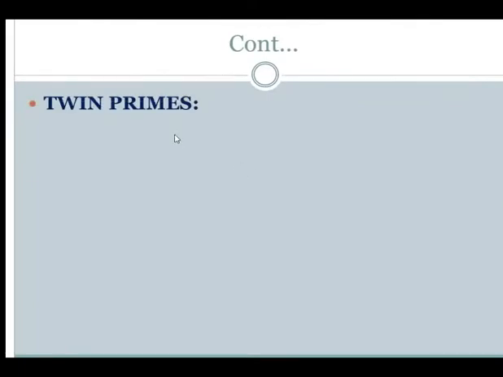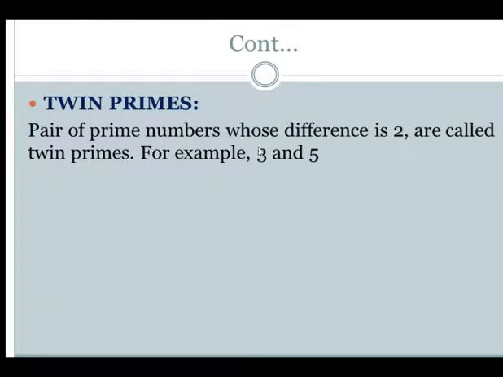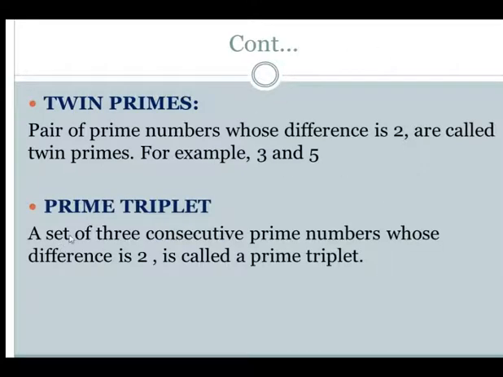Then we are having twin primes. A pair of prime numbers whose difference is 2 are called twin primes. For example, 3 and 5, their difference is 2 and they are prime numbers, so twin primes. So prime triplets, a set of 3 consecutive prime numbers whose difference is 2 is called a prime triplet. The only prime triplet is 3, 5 and 7. These 3 numbers have a difference of 2 and they are consecutive prime numbers. Okay.